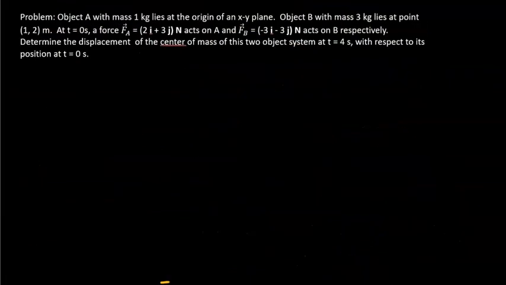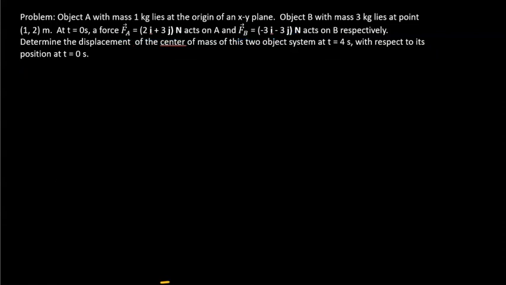Let's look at the following problem. Object A with mass 1 kg lies at the origin of an xy plane. Object B with 3 kg mass lies at point 1, 2 meters. At t equals 0 seconds, a force Fa acts on object A and force Fb acts on object B respectively. Now we want to determine the displacement of the center of mass of this two-object system at t equals 4 seconds with respect to its position at t equals 0 seconds.